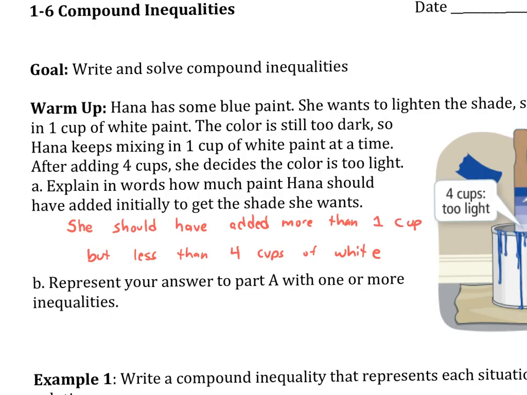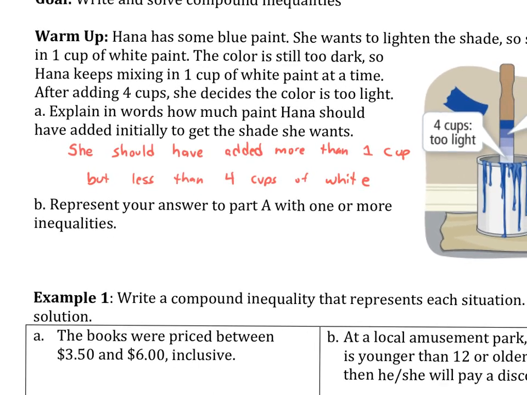Good, so in words it comes up something like this. She should have added more than 1 cup, but less than 4 cups of white. Does that mean the answer should have been 2 or 3? No, because you could add part of cups. So it doesn't have to be she did it just 1 cup at a time, but you could go 1.5 cups, 1 2/3 cup, 2.5 cups, etc., or go by fourths or something like that.